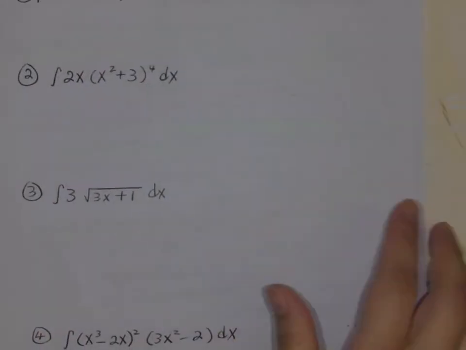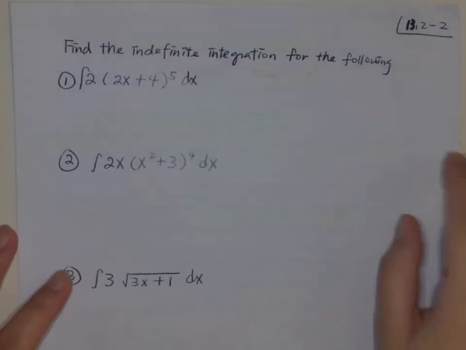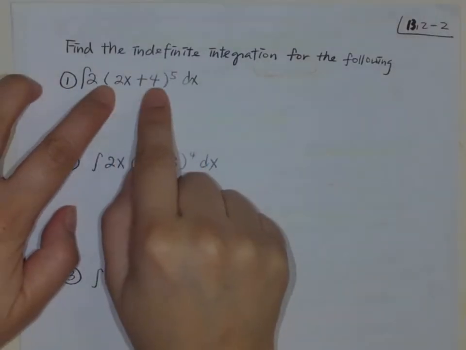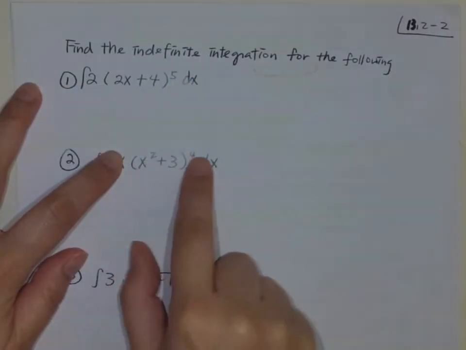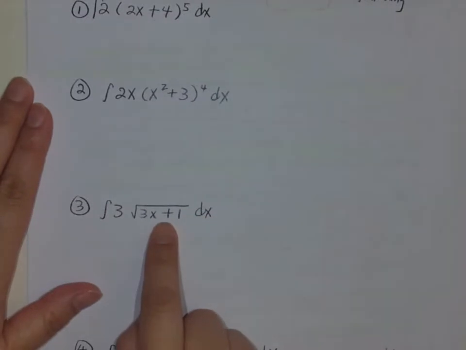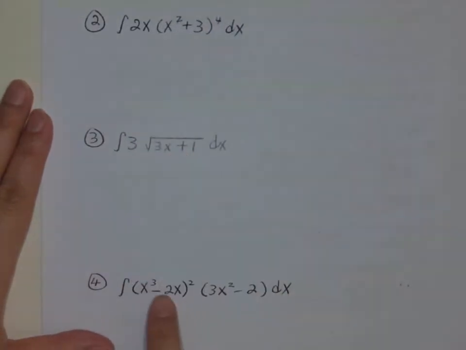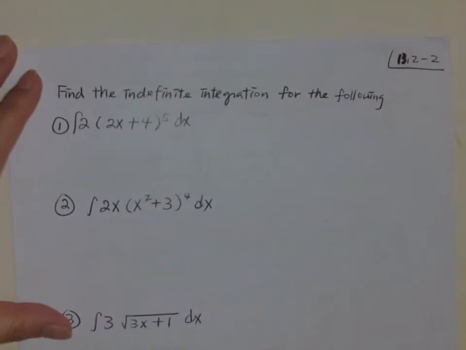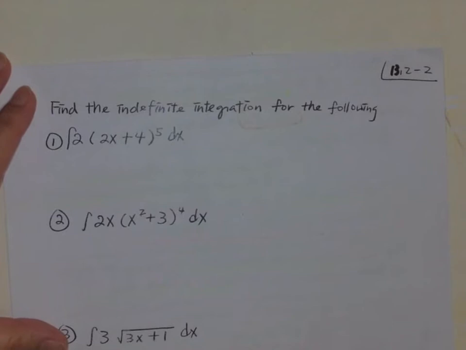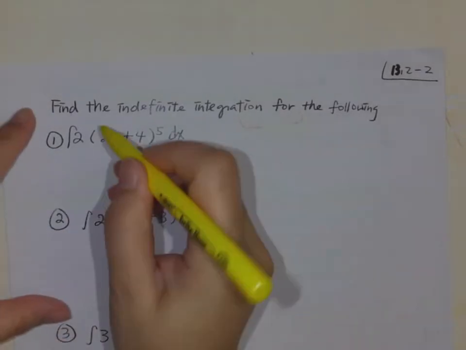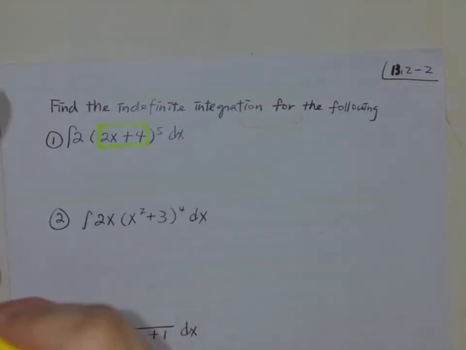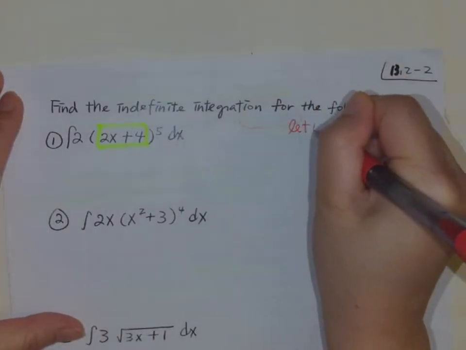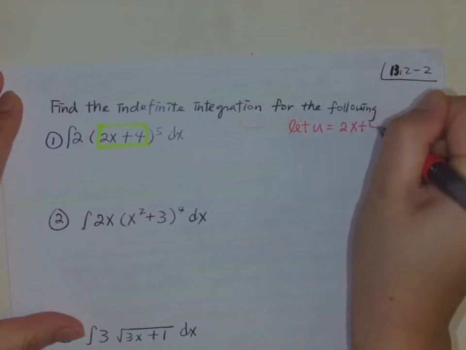We're trying to find the integral of these few questions. First one: I can tell this is a chain rule because I have some kind of function raised to a power, in this case the 1/2 power. This one also has a function raised to a power in it. So those would be your chain rule problems. They say to replace the inside part, so I'm going to let that equal u. I'm going to let u equal 2x plus 4.